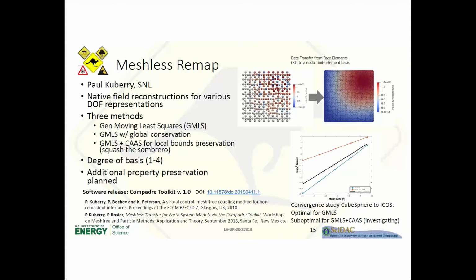They can go from low to higher order, 1 through 4 basis degrees. And we have additional property preservation planned, particularly for vector fields, things like divergence-free, or what may be more difficult, preserving something like a wind stress curl. But those are what we have planned for the future.